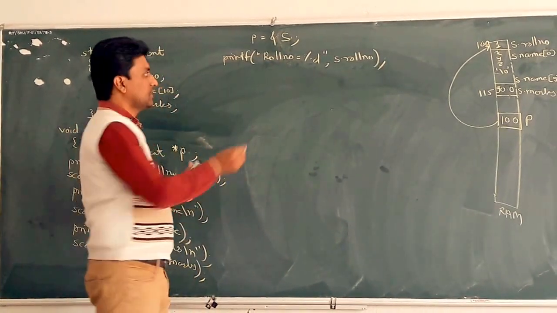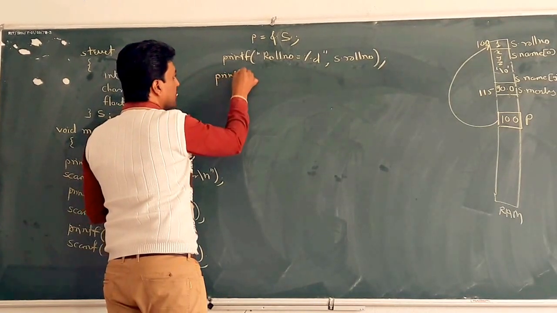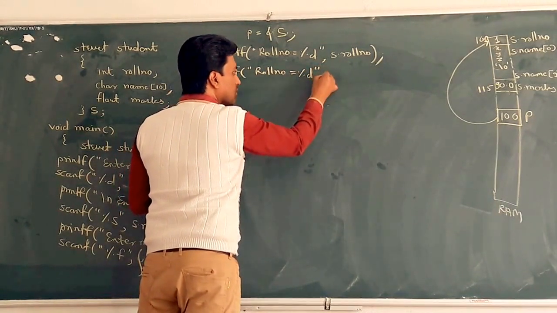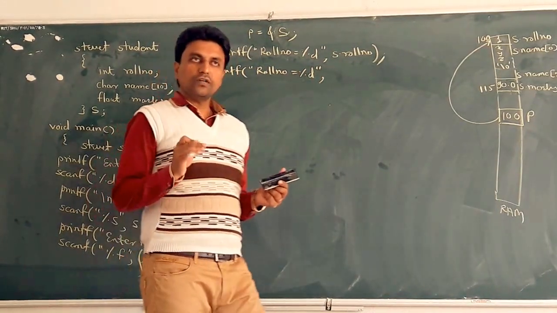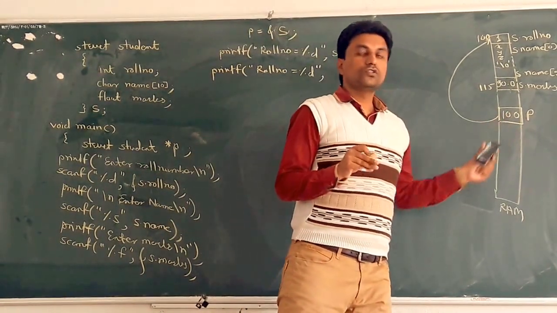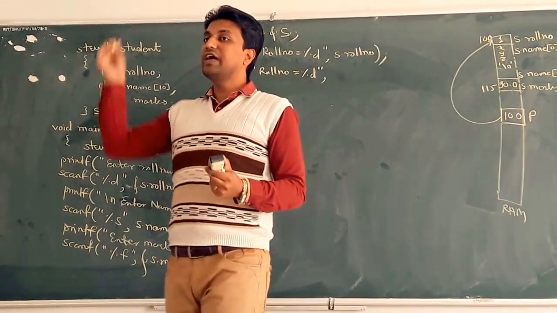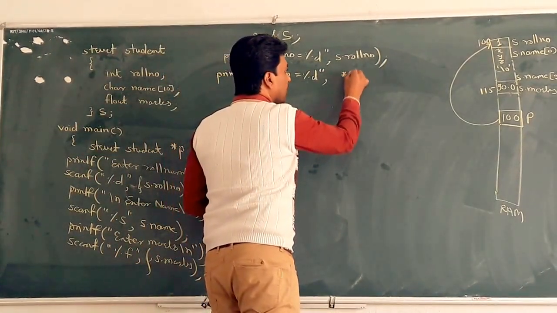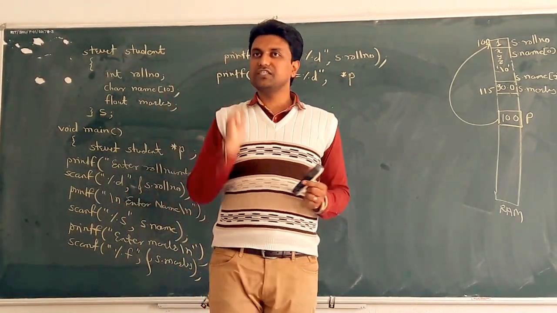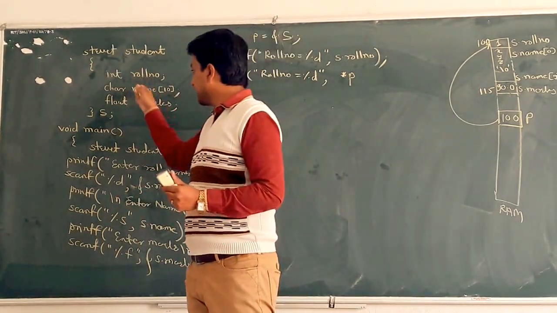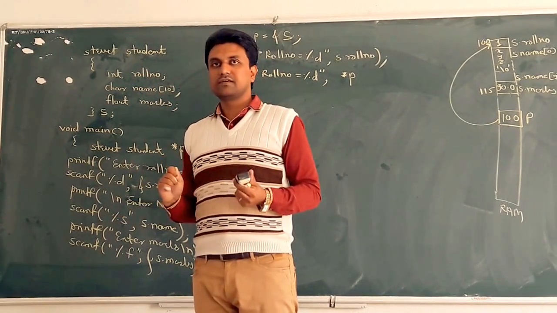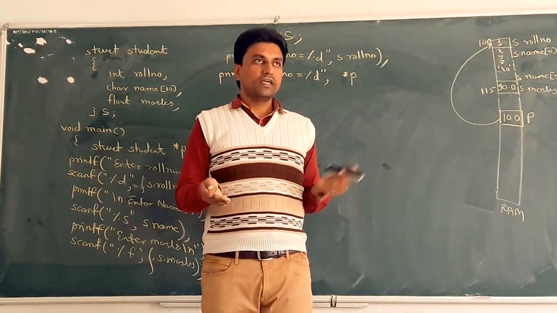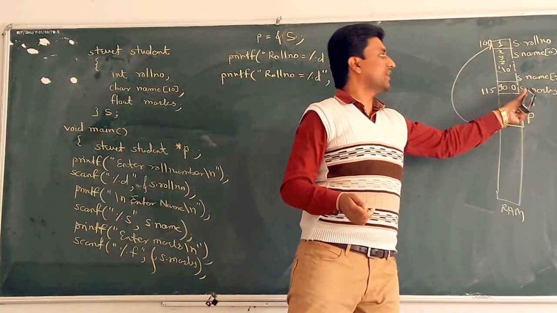So how can we access it? Same way, printf roll number is equal to percentage d comma. Now how can we access it through p? Value at that location, pointer p. Just pointer p, what does it give you? Value at that address location. But at that address location there are three data members. Which value do you want? Pointer p alone does not recognize all the values: roll number, name and marks.